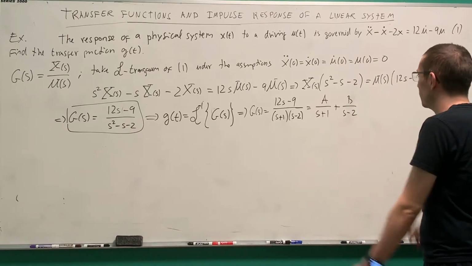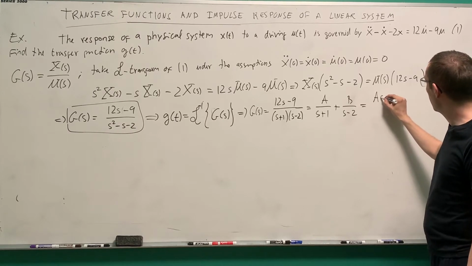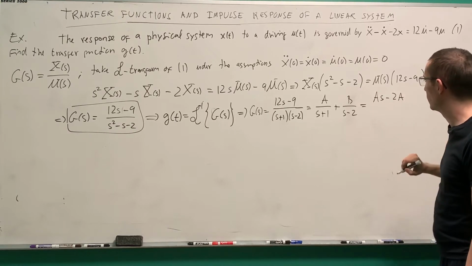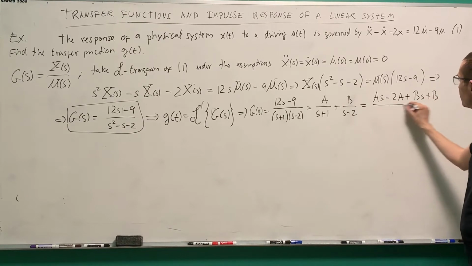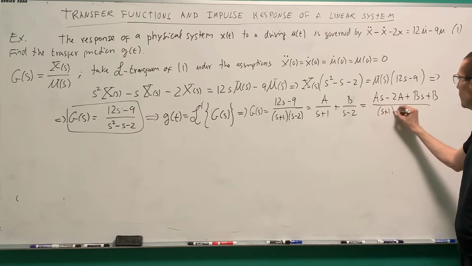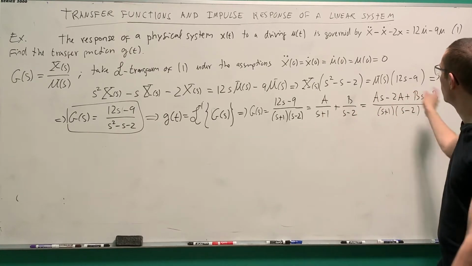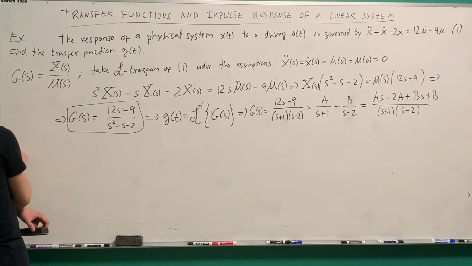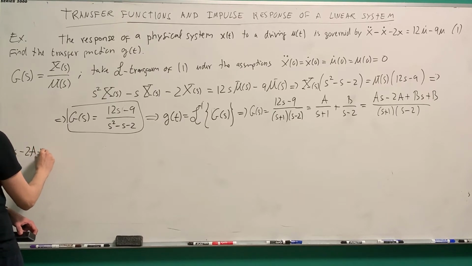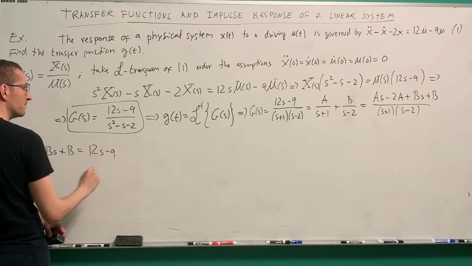It's good practice. I'm doing the whole thing because it's a simple one. Common denominator gives me a(s minus 2) plus b(s plus 1), divided by the common factor, s plus 1 times s minus 2. All right, this is equal to that. Denominators are equal, so numerators have to be equal too. And I get the following equation: as minus 2a plus bs plus b is equal to 12s minus 9.